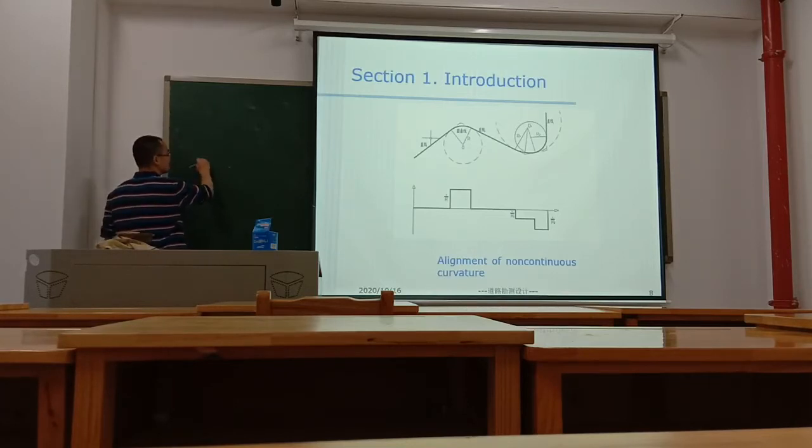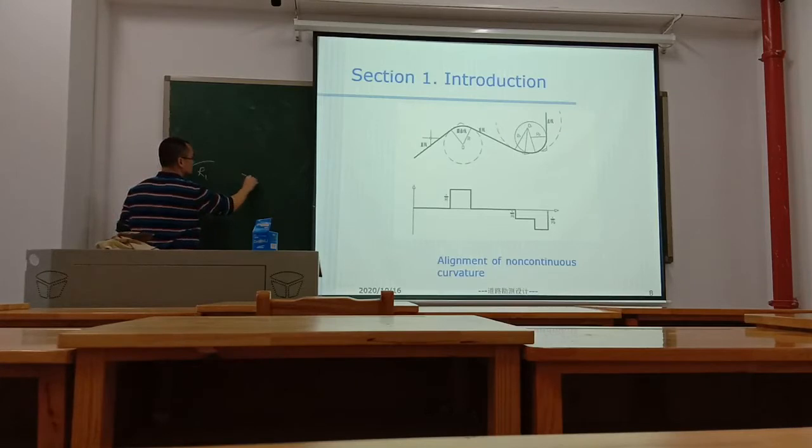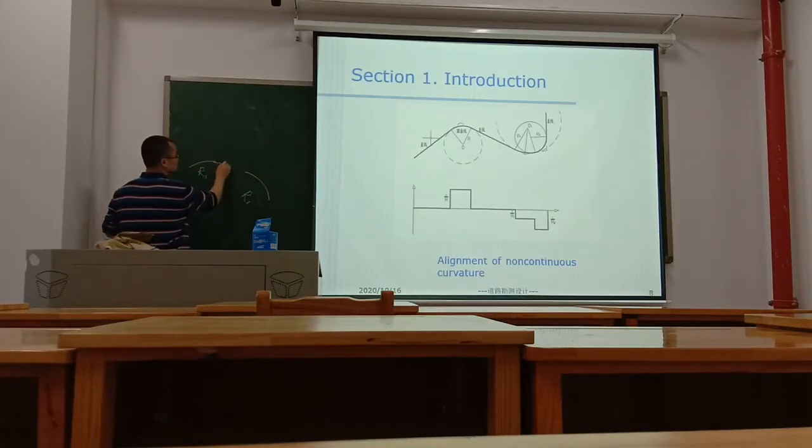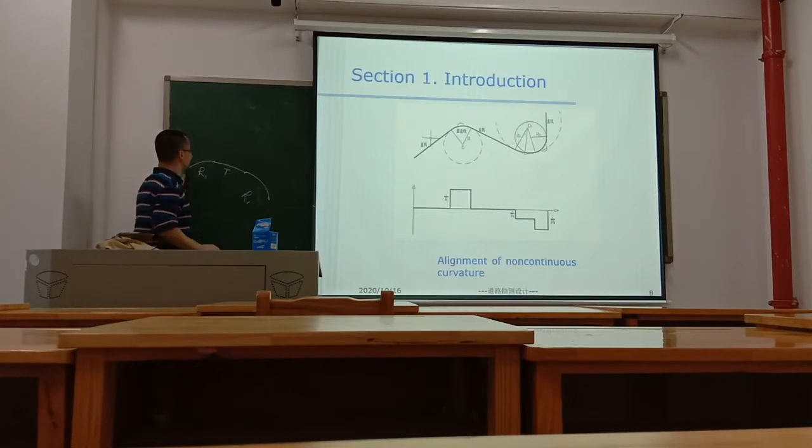But between two circular curves with the same turning direction, only one transition curve. R2. One transition. Okay.